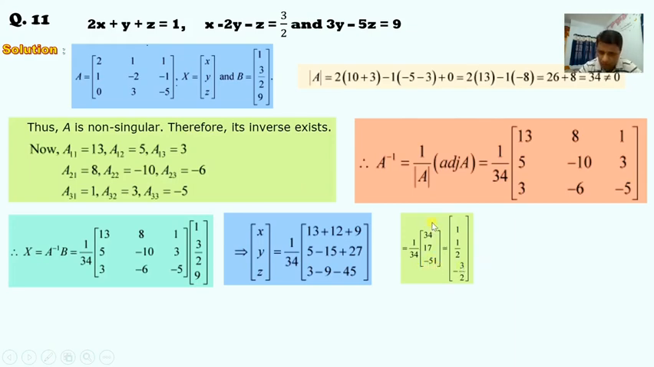Now the time has come where, after getting this product in the form of 3 by 1, 3 rows and 1 column, single column, then you multiply this determinant inside. Now 34 upon 34, 1, 17 upon 34, 1 by 2, and then minus 51 upon 34, minus 3 by 2. So here we have reached the conclusion of this question. X is equal to 1, y is equal to 1 by 2, and z is equal to minus 3 by 2. So this is the solution of the system of linear equations in 3 variables by matrix method.